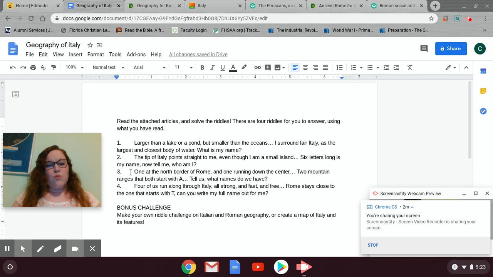Your third is: one at the north border of Rome and one running down the center, 2 mountain ranges that both start with A. Tell us, what names do we have? And the last one is: 4 of us run along through Italy, all strong and fast and free. Rome stays close to the one that starts with T. Can you write my full name out for me?